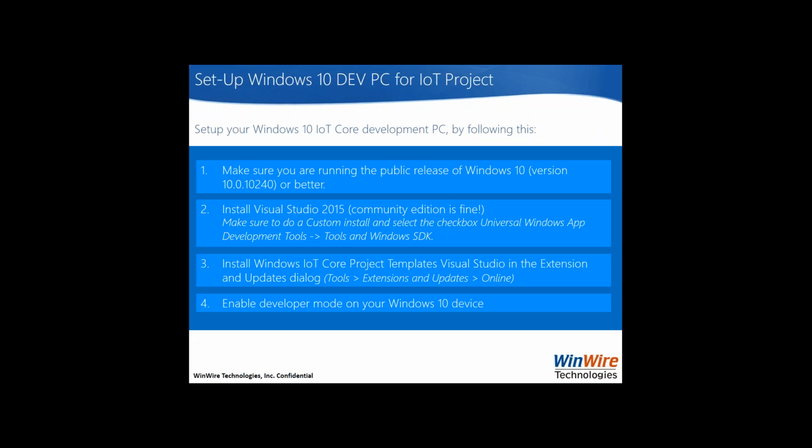If you install Visual Studio 2015, then you can install the Visual Studio templates for IoT Core project. Those will give you the UWP application templates that you can select when you're building a project. It's similar to when you have an ASP.NET MVC project selected, so you have those web application templates. Like that, you will have IoT Core project templates available in your Visual Studio itself. And then finally, you enable the developer mode on your Windows 10 device.